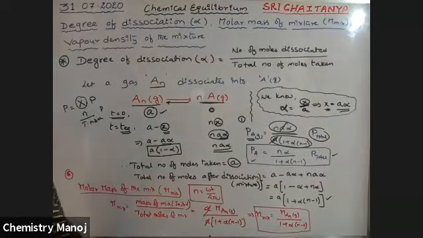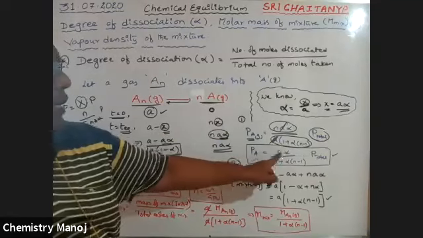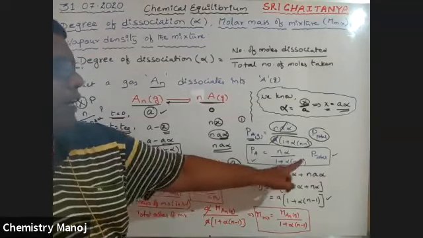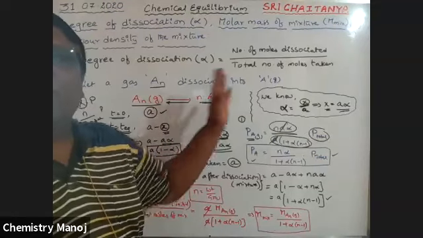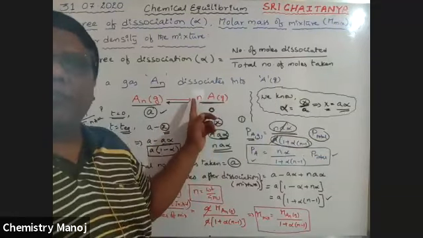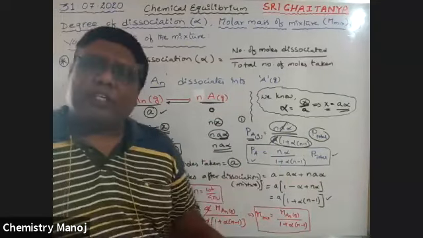Sometimes during problems, you may use this formula. The partial pressure of the product is n alpha by 1 plus alpha into n minus 1. What is this n? That n is the number of moles of products, so n moles of products are formed. For example, N2O5 dissociates into 2NO2.